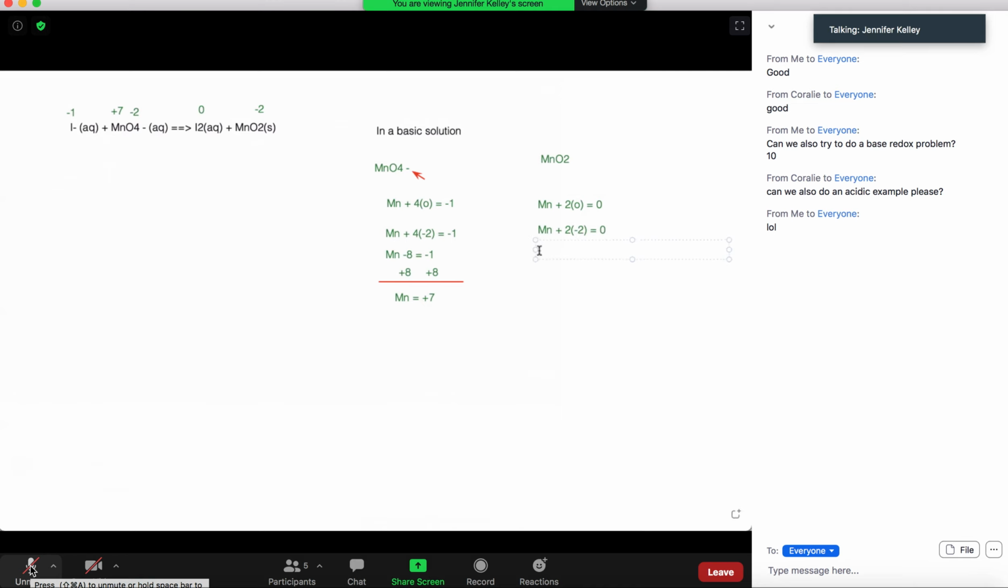All right, and then we've got manganese -4 equals 0. And then we're going to add 4 to both sides. Okay, and then I'm going to draw a line here.